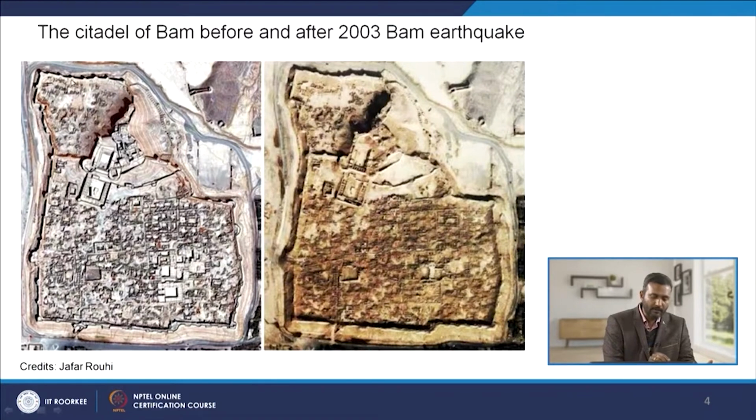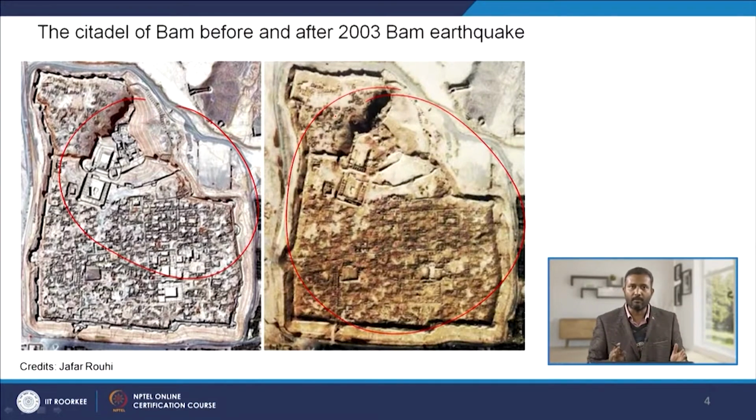Similarly, in the 2003 Bam earthquake in Iran, what you can see here is before and after the earthquake. A huge demolition happened. You can see the rubble masonry, the whole rubble fallen on the historical site. And it took almost more than a decade to rebuild the whole process.